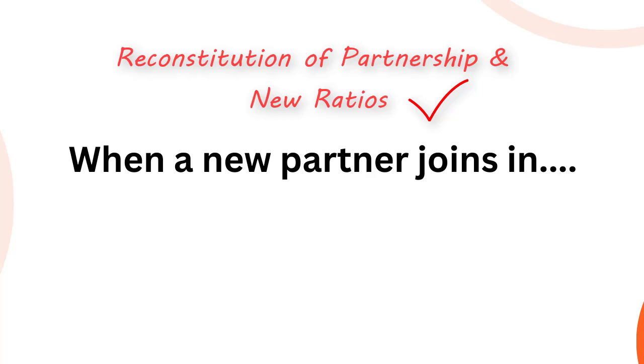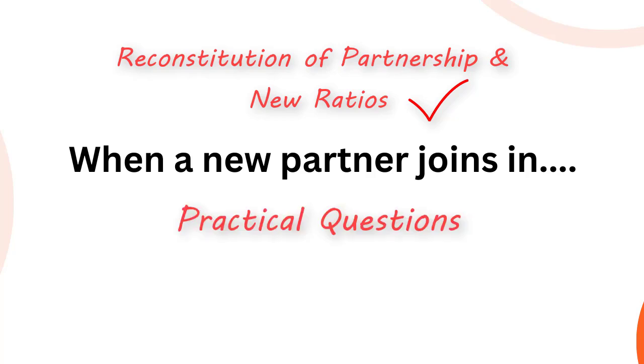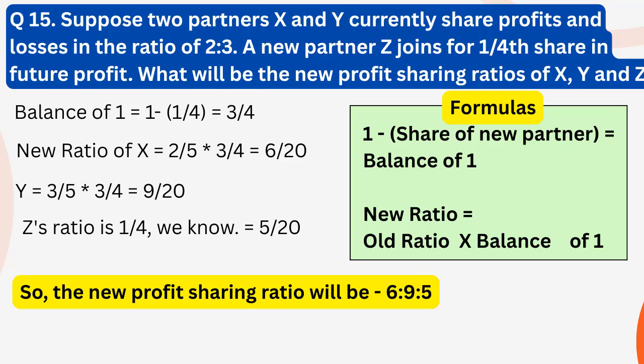Okay, now whenever there's a reconstitution of partnership, the new profit sharing ratios also come into picture. This ratio is used for writing off the goodwill and also to make the capital adjustments, etc. You'll find that many a times the interviewers ask us practical interview questions also on these type of concepts. So one such question for you could be, suppose two partners X and Y currently share profits and losses in the ratio of 2:3. A new partner Z joins for 1/4 share in the future profit. What will be the new profit sharing ratios of X, Y and Z?